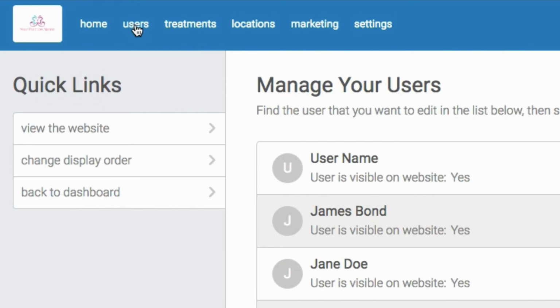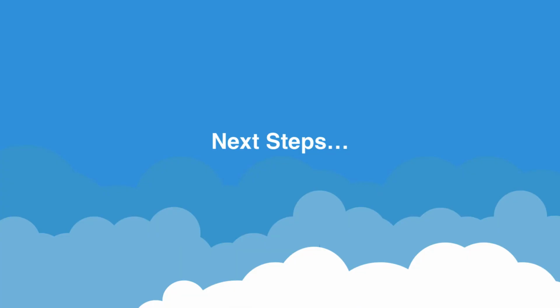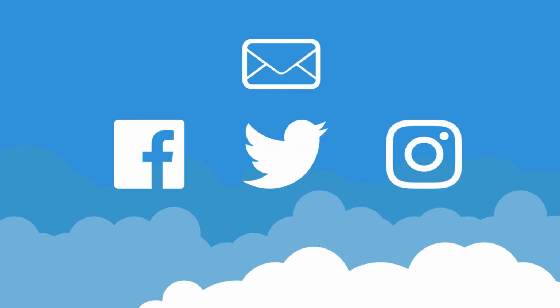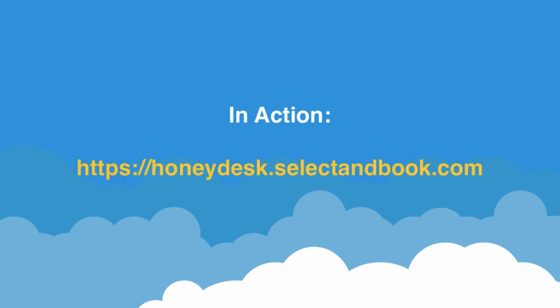On both the users and treatments pages, you'll also see a link here to allow you to change the display order. Once you're happy with the setup, you'll need to place the link to your online booking site onto your own website to allow patients to access it and start booking online. You might also want to add it to your email footers and promote it on your social media. The choice is yours.